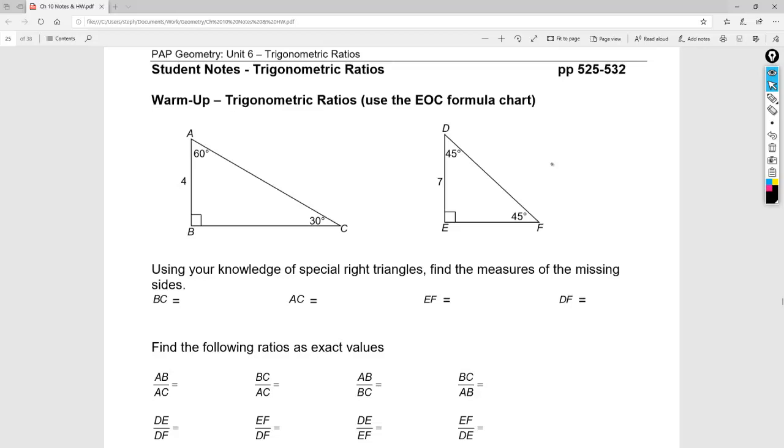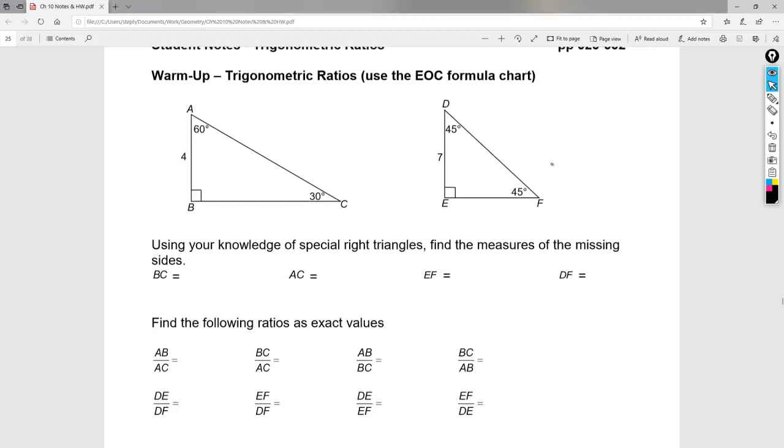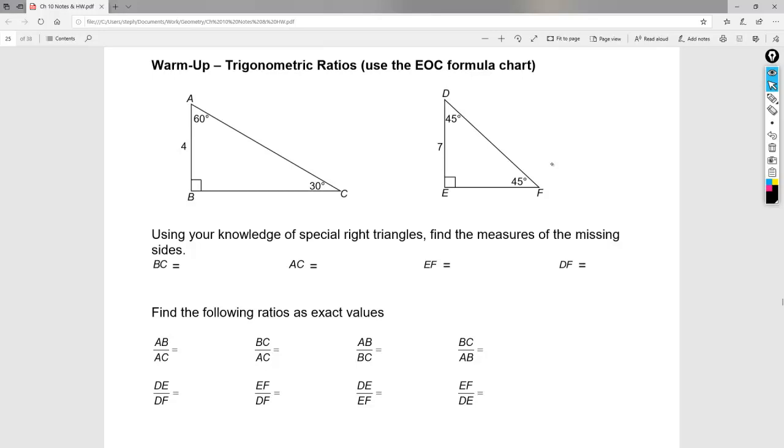Hi everyone, we are continuing with trigonometric ratios today. So just to start, I would like you to take a look at this first page of notes and complete this as a warm-up. So use your previous notes and fill in all of these questions. So pause the video now and then you can unpause when you're done and check your answers to see if you got what I got.